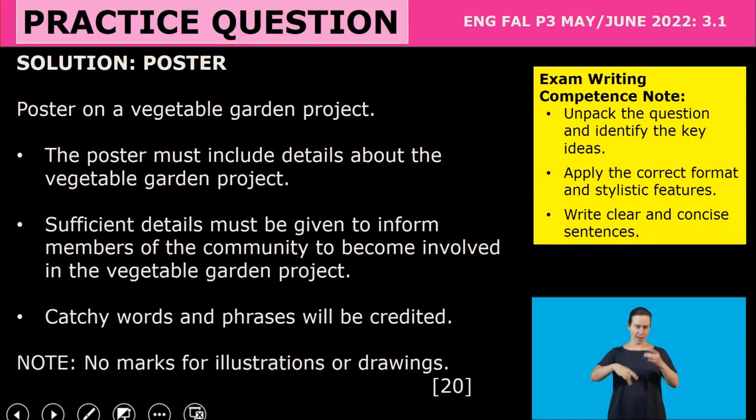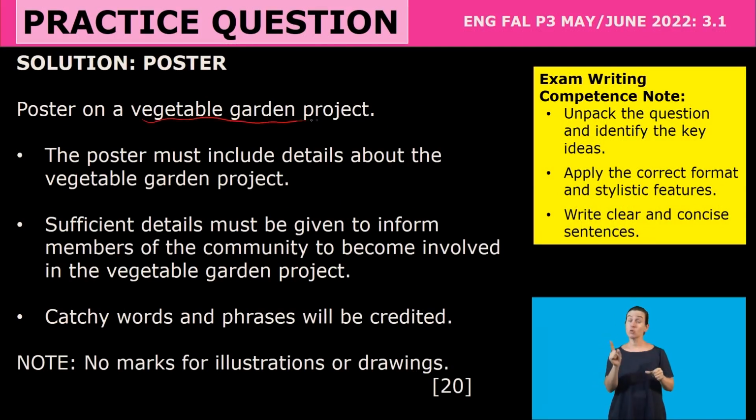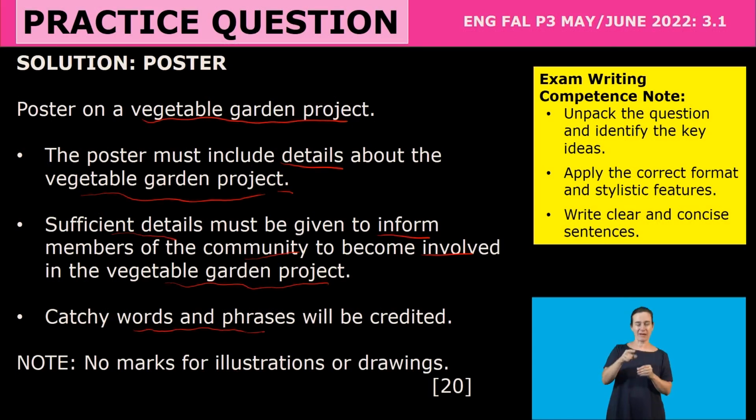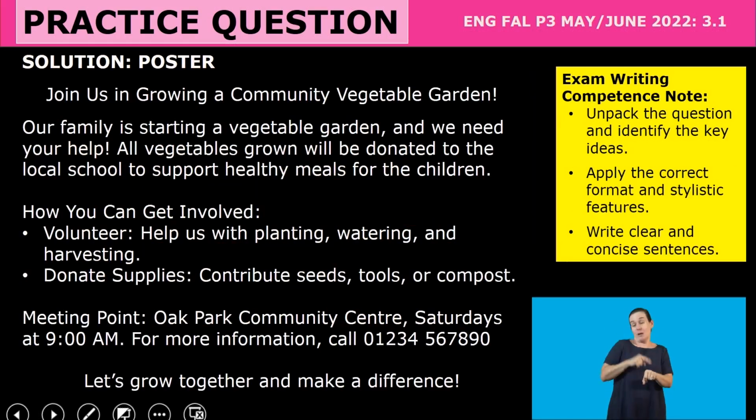When we're unpacking the poster, we should identify some of the following things. The poster is on a vegetable garden project. It must include details about the vegetable garden project. Sufficient details must be given to inform members of the community to become involved in the vegetable garden project. Include catchy words and phrases that will get you marks. Again, no marks for illustrations or drawings. Let's take a look at an example. Now yours might be very different to this, but this is just a guideline.